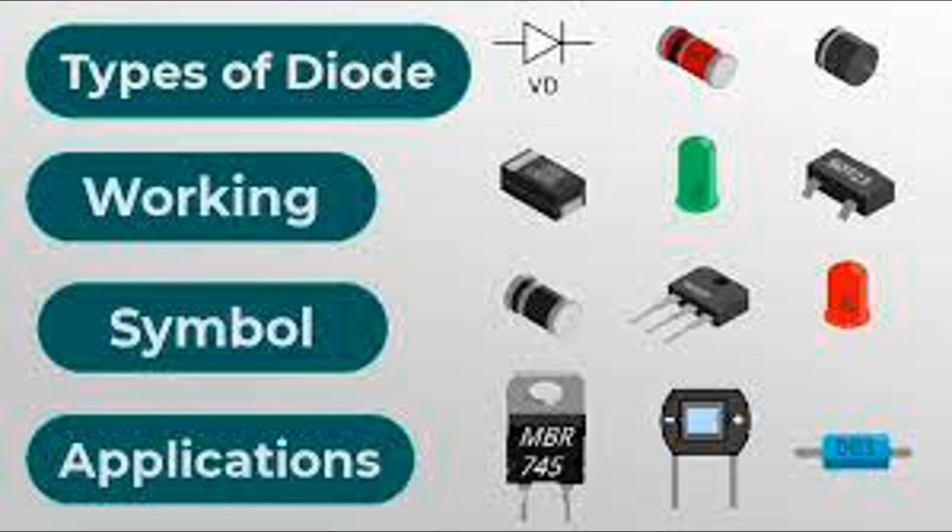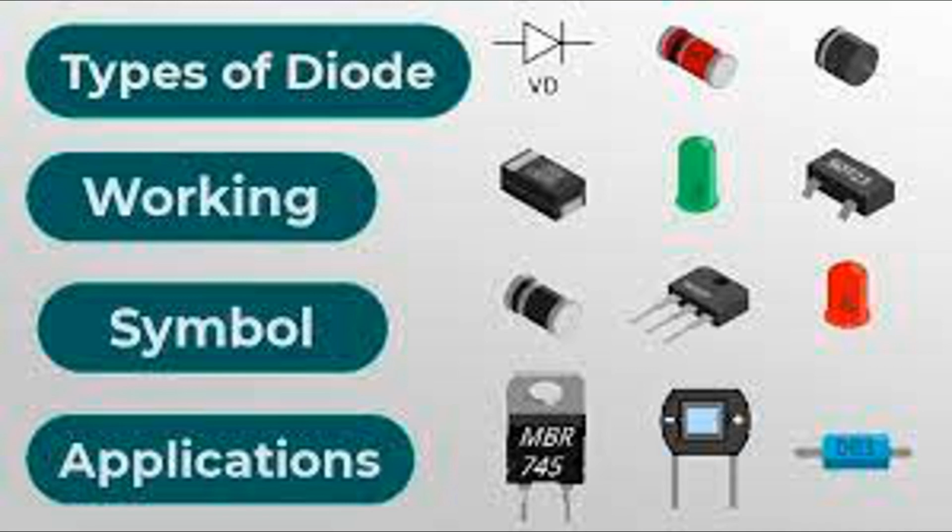8 awesome applications of diodes in circuits. Diodes are electronic components that allow current to flow in one direction while blocking it in the other direction. They have a wide range of applications in electronic circuits. Here are 8 awesome applications of diodes.